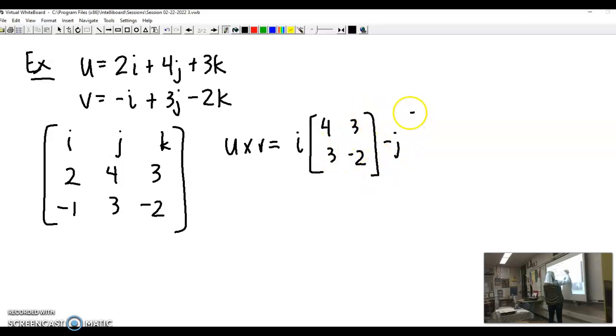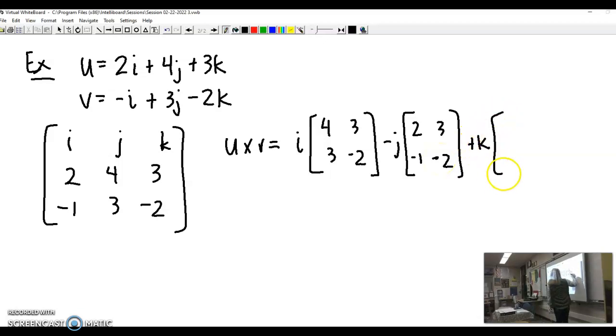Minus j. Again, it's always a minus j. That's how the expansion works. If we take out the j column in the middle, what do we have? 2, 3, negative 1, negative 2. And the k. Take out the k column, we have 2, 4, negative 1, 3.